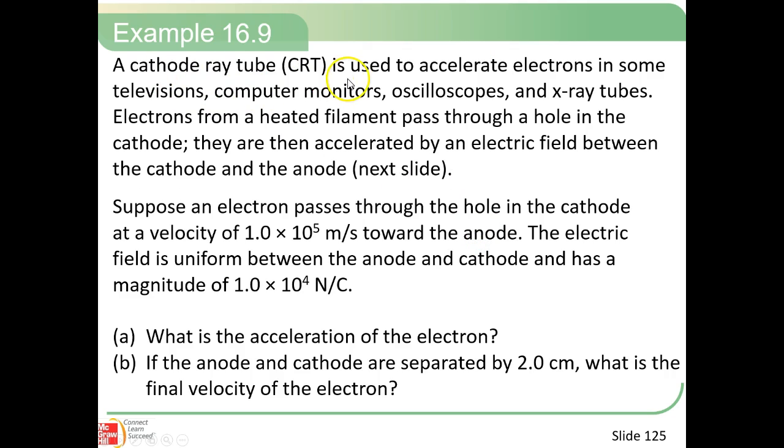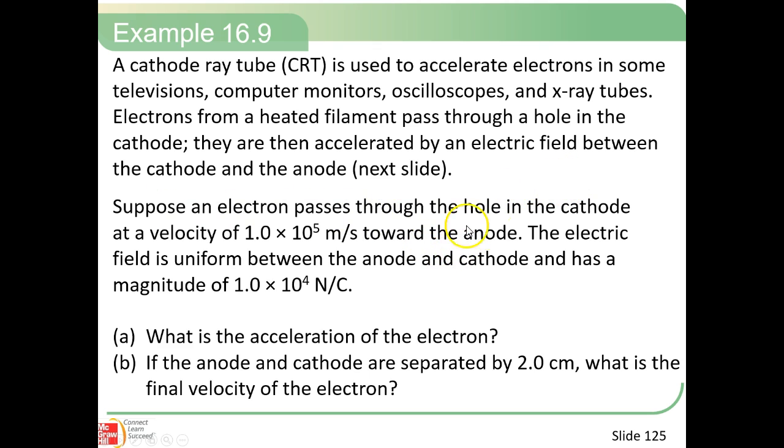So this first one is called a cathode ray tube, for 16.9, and this is used in some old televisions. Okay, so the flat screens don't do this. These are the old great big tube TVs. Computer monitors, the old ones, oscilloscopes, x-ray tubes, those types of things. So electrons basically come off a heated element or filament, and they go through a hole, and then they're accelerated by an electric field. So this has been really important for looking at imaging and things.